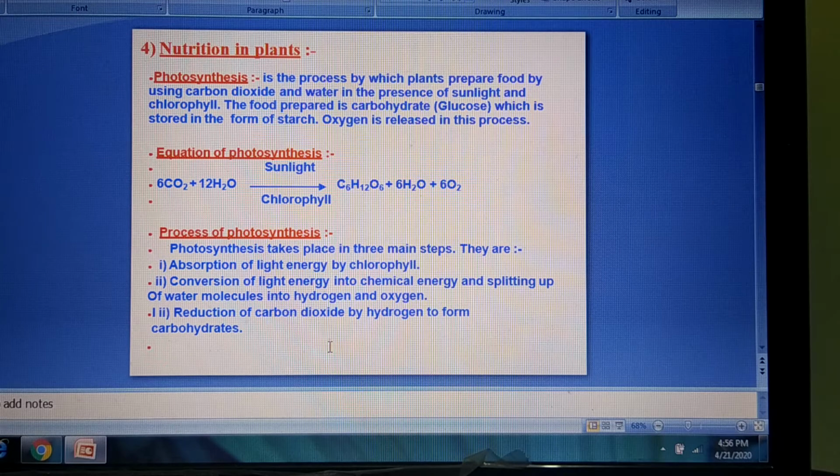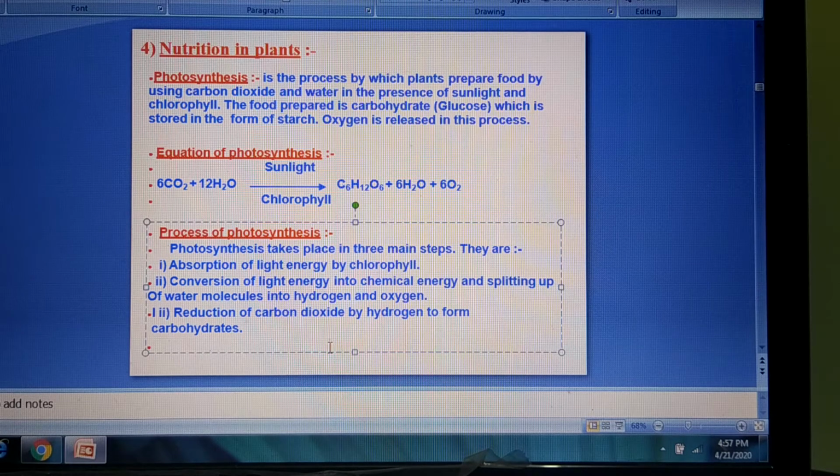Okay, so let us see the second step, conversion of light energy into chemical energy. At the same time, sunlight is also splitting the water molecules into hydrogen and oxygen. Water is a combination of hydrogen and oxygen. So sunlight splits the water molecules into hydrogen and oxygen. Then the hydrogen formed because of splitting will be added to the carbon dioxide. That process we call reduction of carbon dioxide by hydrogen to form carbohydrates.